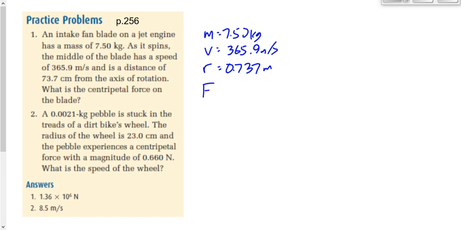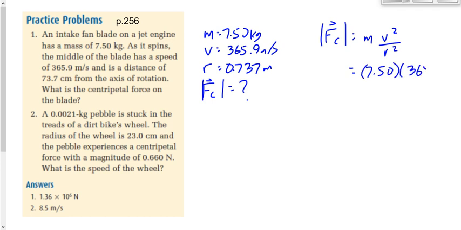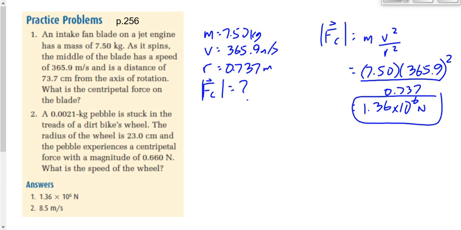Now we're looking for the centripetal force here. We're going to say Fc is equal to m times v squared over r. The acceleration would be v squared over r, so of course force is m times a, m times v squared over r. We're going to say 7.50 kilograms times 365.9 meters per second squared, divided by 0.737. When we do the math there, it works out to be 1.36 times 10 to the 6 newtons. Make sense?